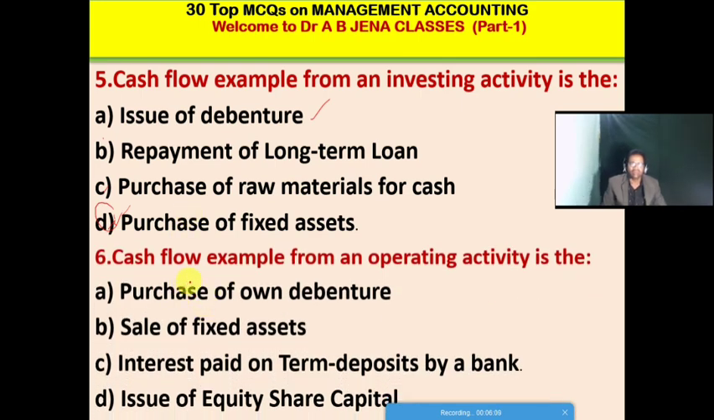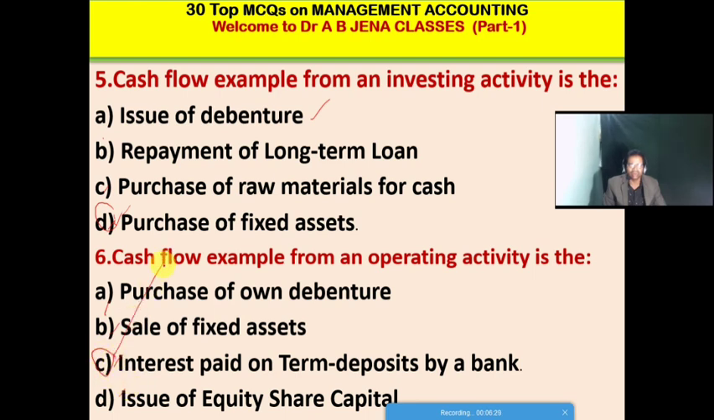Next MCQ: a cash flow example from an operating activity is what? A, purchase of own debenture. B, sale of fixed assets. C, interest paid on term deposits by a bank. D, issue of equity share capital.